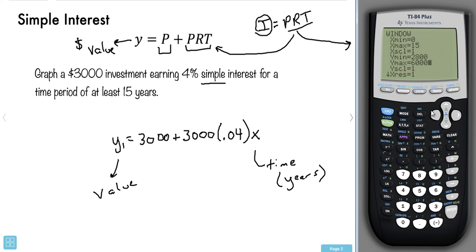I'm not mathematically determining these. It's just sort of a guess and check kind of thing. And I'm going to hit graph. I'm happier with that now because for 15 years, I can see the value of the investment at the beginning of the 15 years, and I can physically see the value of the investment at the end of the 15 years. You would at this point then go on to answer some questions about that investment, but we'll leave that for a separate video. We're just worried about getting the graph on the calculator.